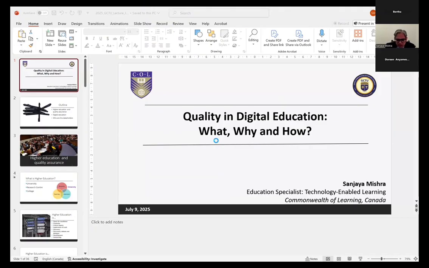So higher education is not just about teaching something in the class. Teaching a subject is one component of higher education. The broader values of higher education are somewhere else. And we need to look at this as a deeper philosophical thought process when we are thinking of digital education quality. That's the reason I want to emphasize this aspect as well.